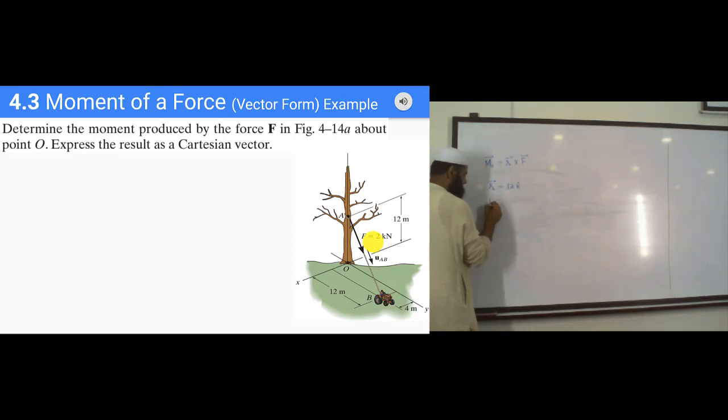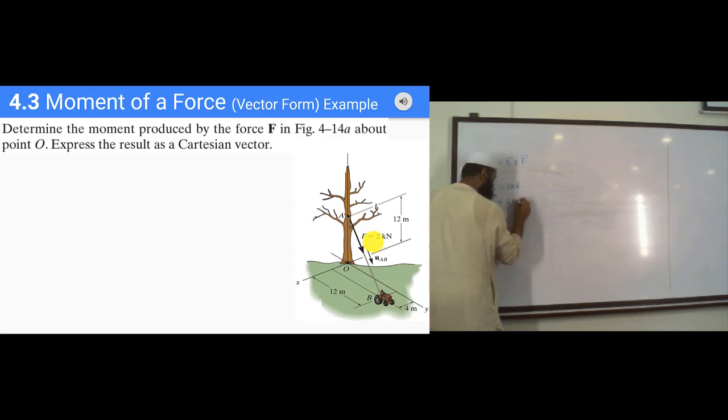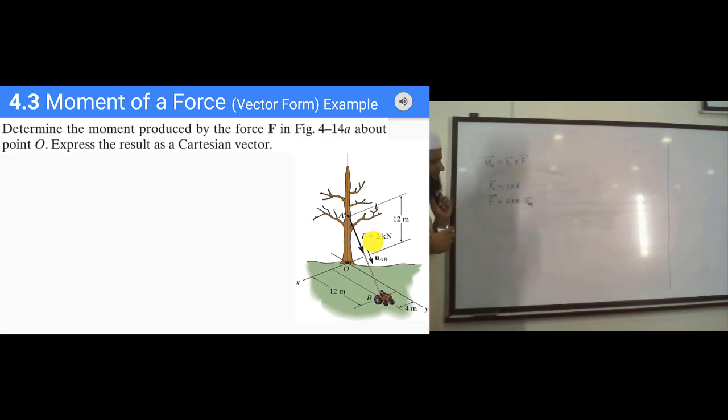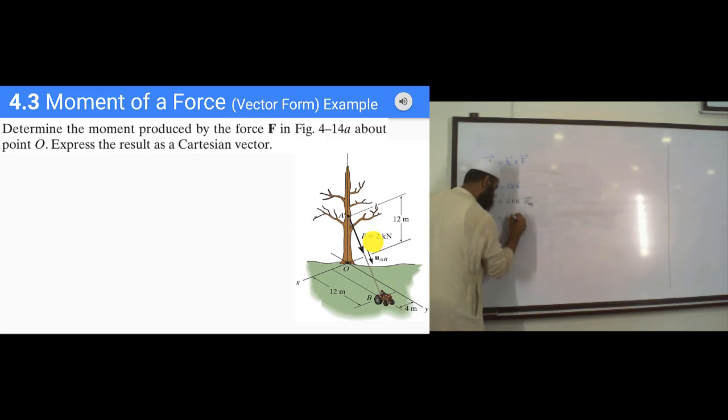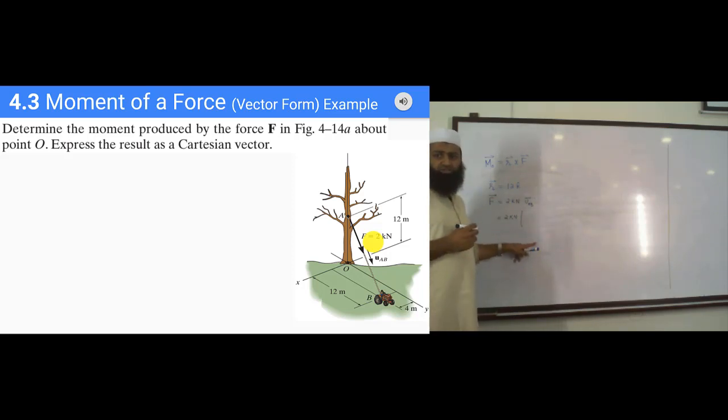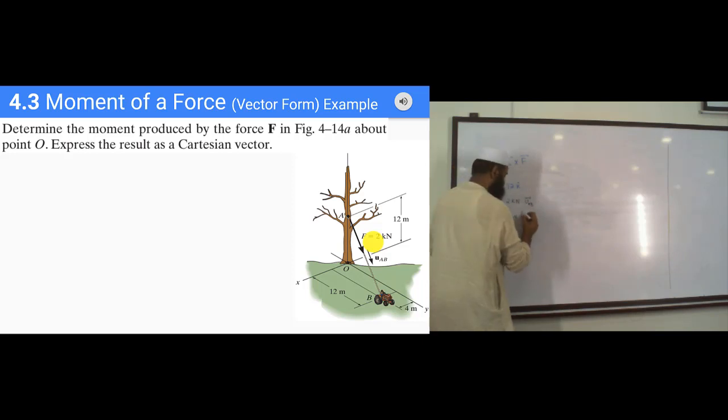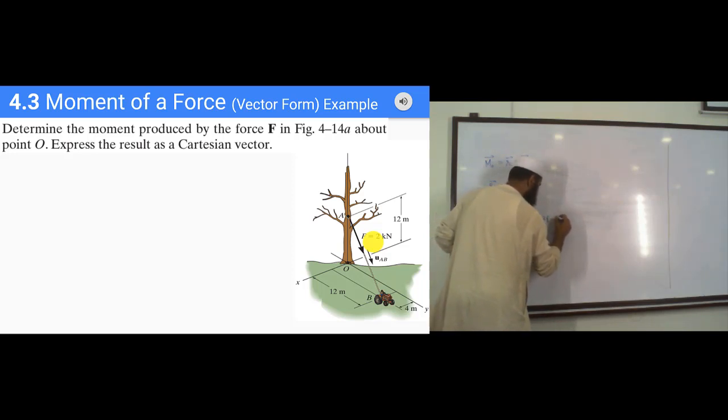So what is the force F? Force F is equal to the magnitude, which is 2 kilonewtons, times the unit vector along AB. We have dealt with unit vectors many times over our discussion, so I would just write the unit vector down. The unit vector is the position vector divided by its magnitude. So let me write the position vector, which is 4 i hat plus 12 j hat minus 12 k hat.